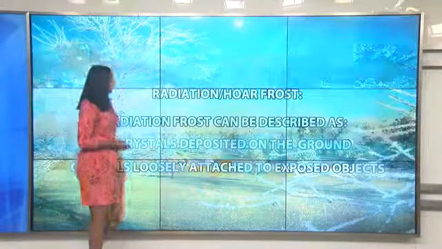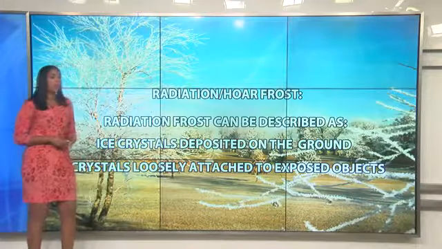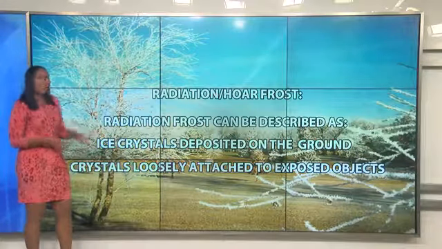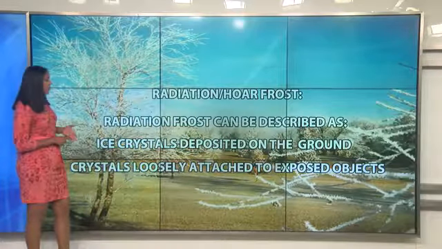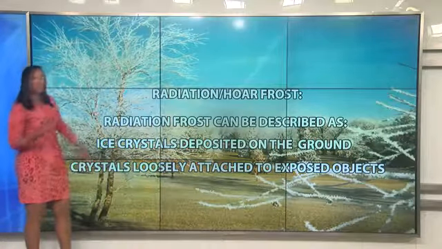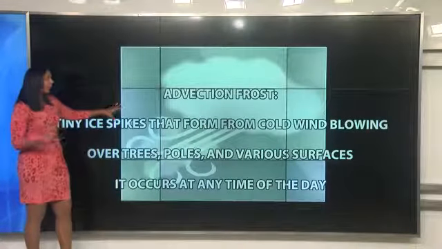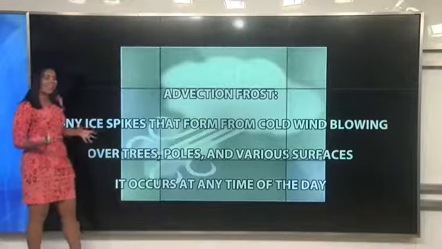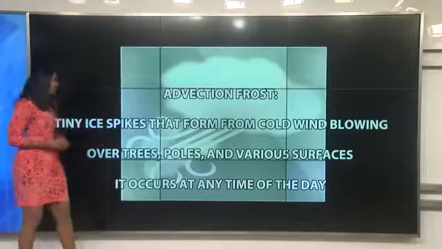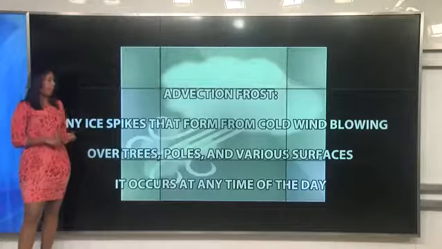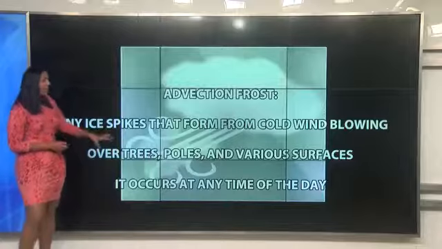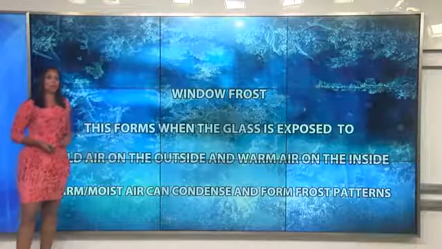What are some of the frost terms that we have? We've got the radiation hoarfrost, and that radiation frost can be described as ice crystals deposited on the ground, also crystals loosely attached to exposed objects. You also have advection frost, and that's tiny ice spikes that form from cold wind blowing over trees, poles, various surfaces, and that can occur at any time of your day.